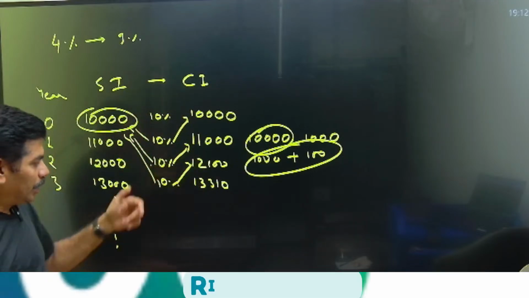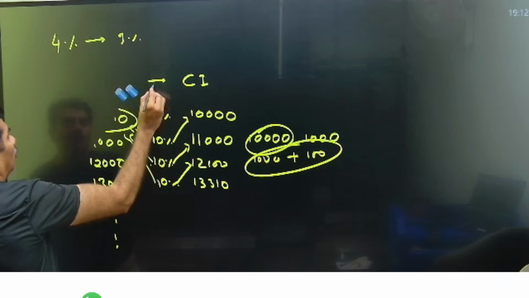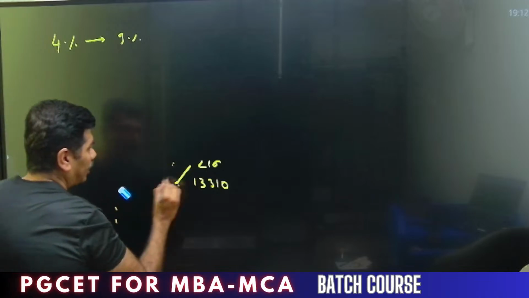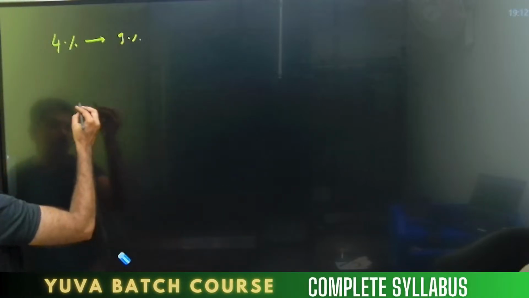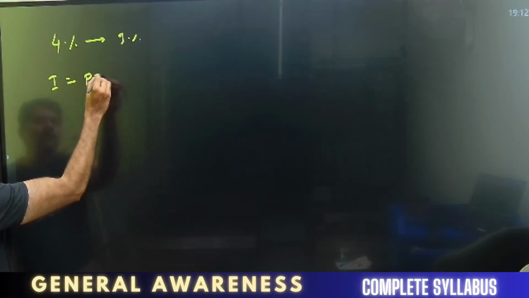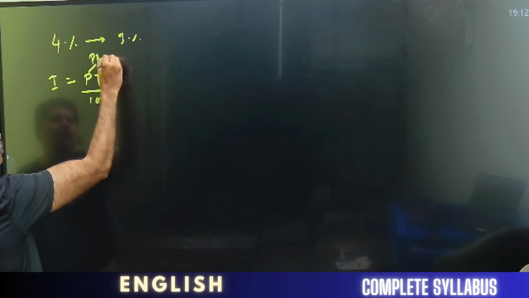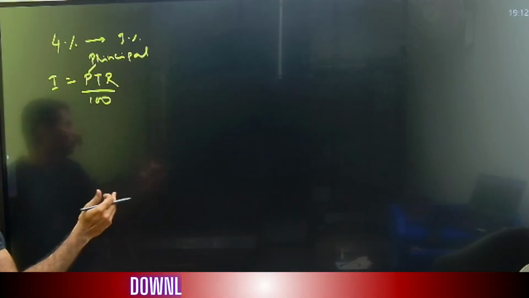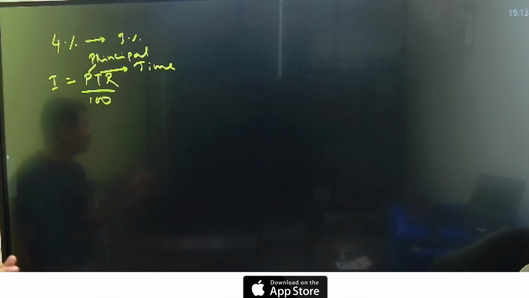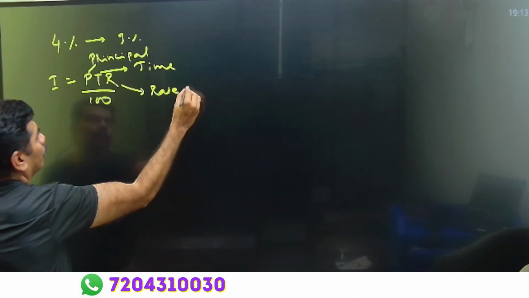giving us interest. All right, now let's just quickly revise the formula we used for calculation of simple interest. So simple interest is given by PTR by 100. Okay, so interest is PTR by 100, where P is the principal, that is the amount you deposit, T is the time duration for which you deposit the amount, and R is the rate of interest.